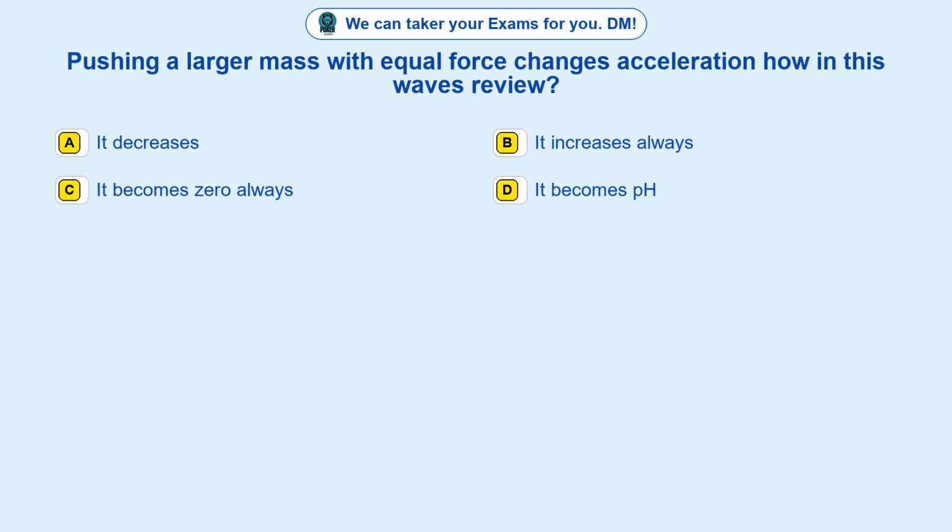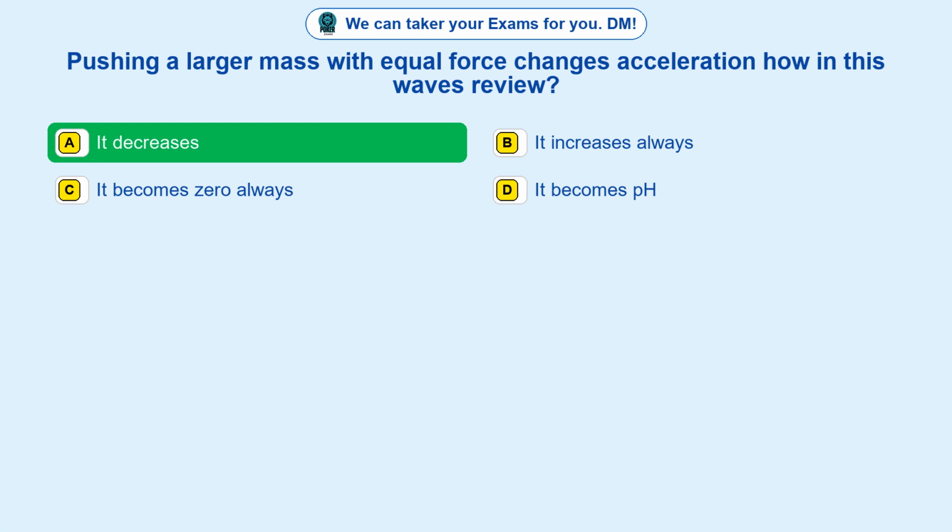Question 58. Pushing a larger mass with equal force changes acceleration how in this waves review? Option A, it decreases. Option B, it increases always. Option C, it becomes zero always. Option D, it becomes pH. The correct answer is option A.